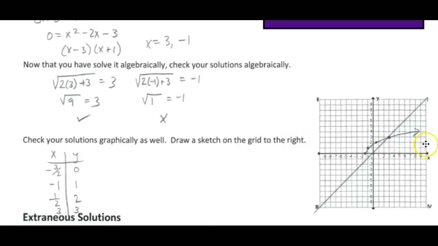So graphing that gave me my typical half parabola on its side. And you can see that it does cross the line at 3, 3, which we knew because when we inserted 3 for x, we got 3 for y, and that checked out.